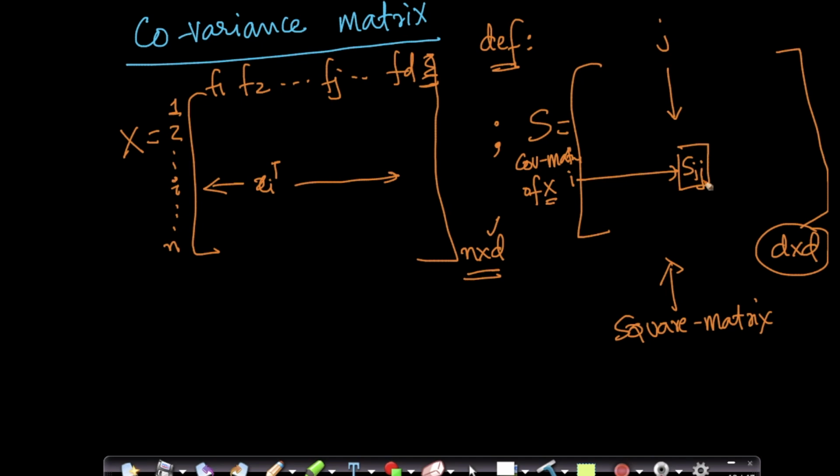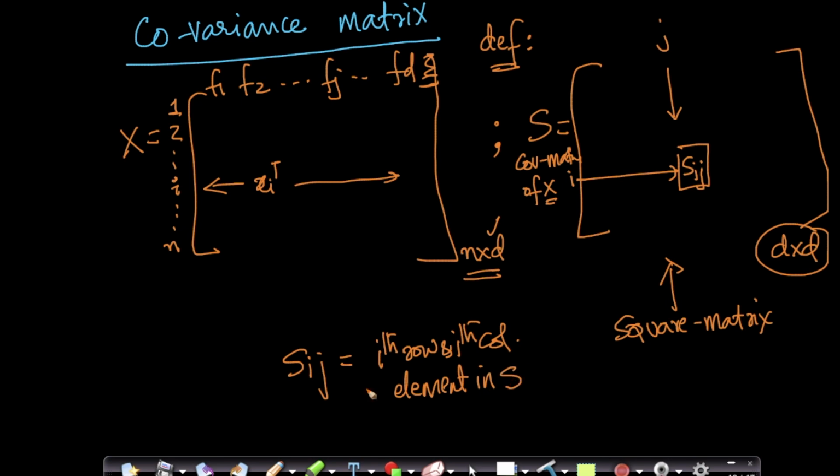So this is a matrix with D cross D elements, D rows and D columns. Sij corresponds to the ith row and jth column element in matrix S. This is how I'll represent it. We will come to it anyway.